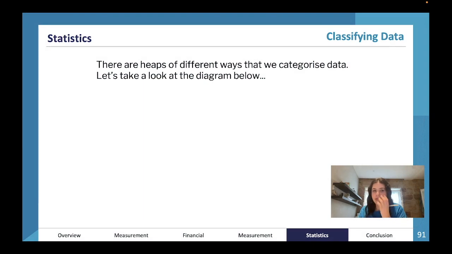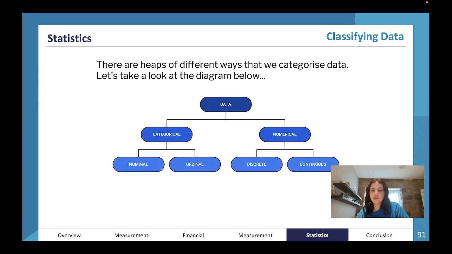There are heaps of different ways that we categorize data. So this is in our classifying data section. We're going to take a look at this diagram. So we start off with having a piece of data. Let's say we've interviewed a bunch of people about their preferred color of a car. We then have either categorical or numerical data.